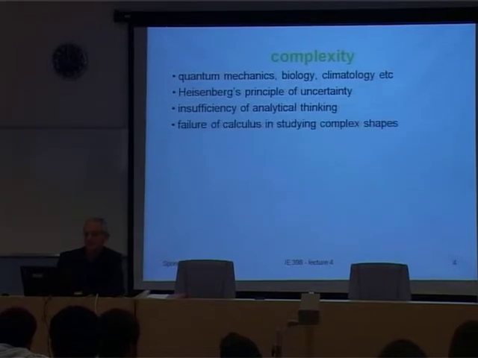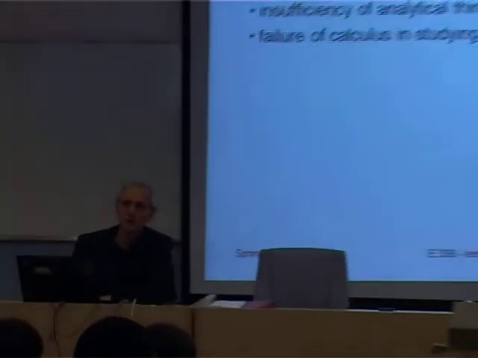So the insufficiency of analytical thinking gradually came to be apparent in the sciences. The failure of calculus, for example, in studying complex shapes was evident. So the realization that nature is more complex than previously thought led to the development of a new area of studies which we now collectively call complexity studies. These are studies where calculus does not work, where systems are nonlinear, where reduction doesn't work, where laws of motion of Newton fail.